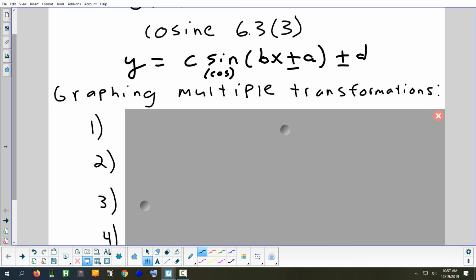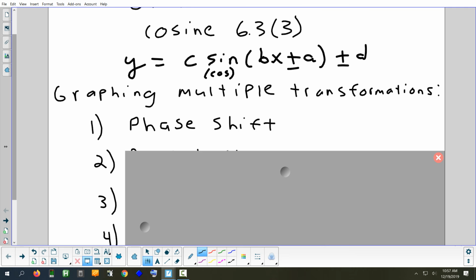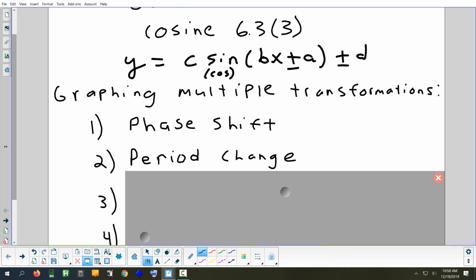The A is the first thing that you do. When you add or subtract inside the parentheses, what kind of transformation is that? Horizontal shift, and we call that a phase shift. Second thing is B. Multiply inside the parentheses. What happens when you multiply inside the parentheses? Horizontal shrink or stretch, and that changes the period, so we call it a period change.